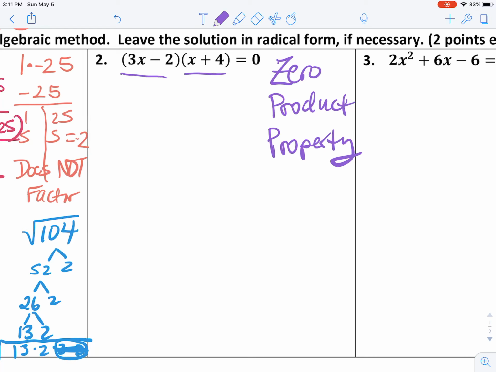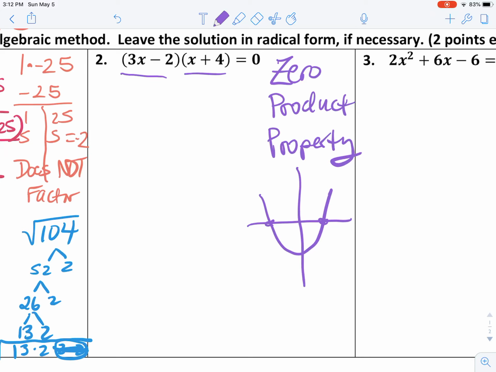The idea behind the zero product property is that if two things multiply by each other and they equal 0, well, one of them has to be 0 or the other one has to be 0, which leaves us, in this case, with two solutions that'll both make this entire thing 0. And if we think about it in terms of a graph, it's going to give us the two zeros on the graph where the parabola meets the x-axis.